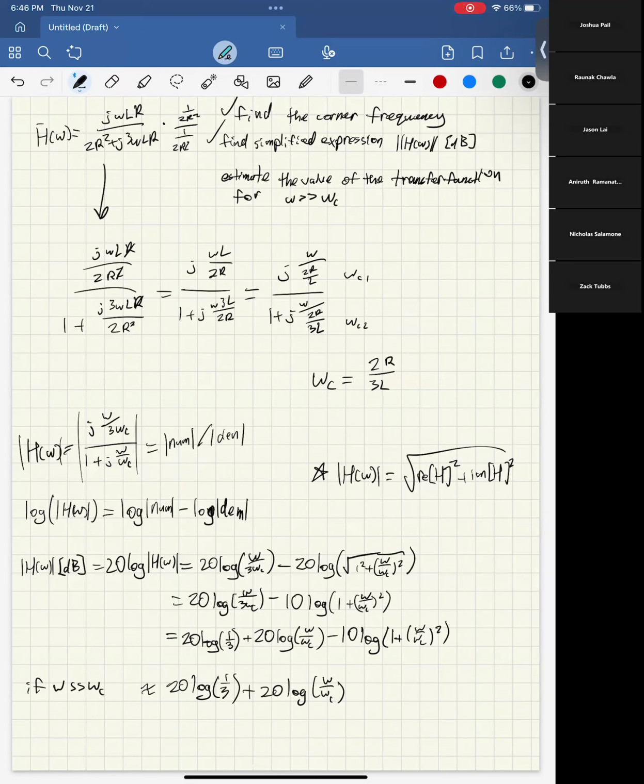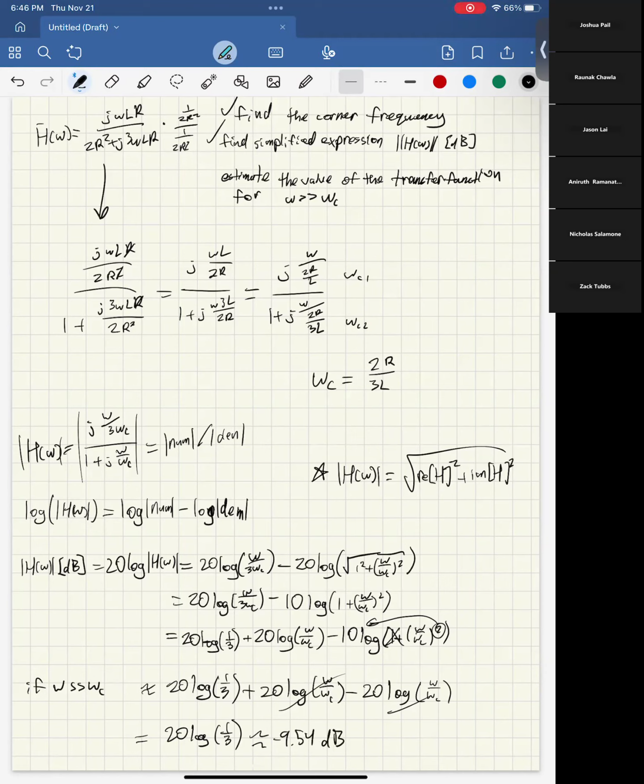And then this 1 would disappear, so then you'd have a 2 here, and the 2 would go to the front. So this would be minus 20 log of omega over omega c, right? And then what you see here is, okay, this and this cancel, and then we are left with just 20 log of 1/3, which turns out to be roughly equal to negative 9.54 decibels.